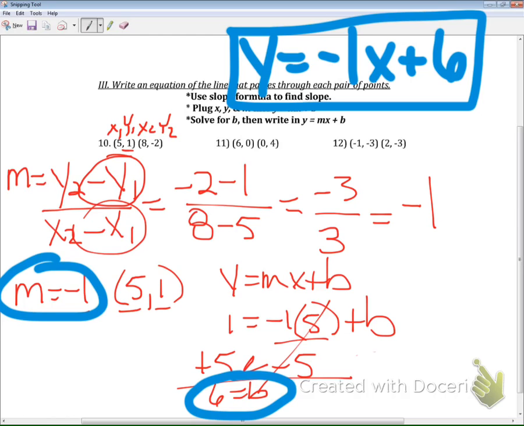Please try number 11 and 12. I think there's even more problems down below. I have to scroll down. So you have 5 problems to practice and check your answer on your answer sheet. Ask if you need any help or find out why you missed it.